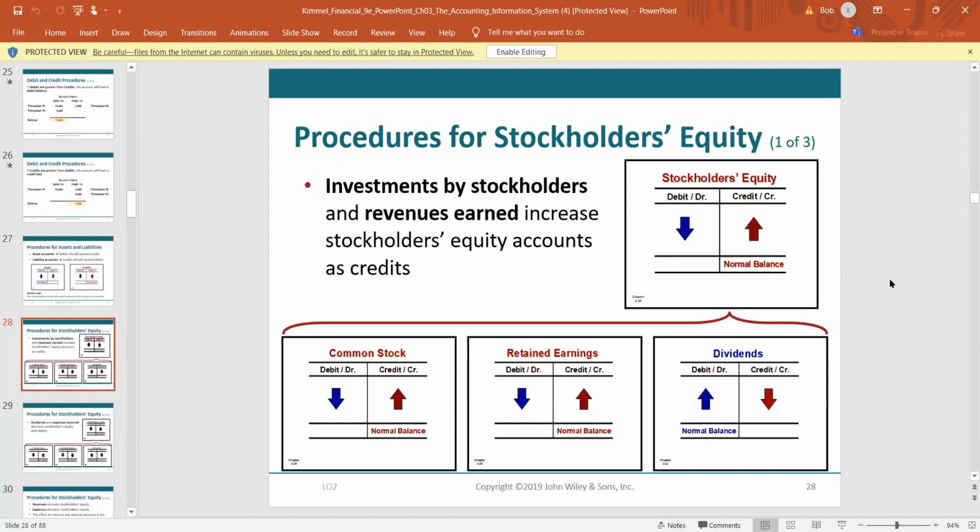Now let's look at the components of stockholders' equity. What's in stockholders' equity? We decided that common stock is there, and that common stock or equity has a credit balance. Retained earnings, we hope it has a credit balance. It could have a negative balance if the company's been losing money, but we normally say retained earnings has a credit balance. Dividends have a debit balance, all right? Assets equals liabilities plus equity. Assets have a debit balance. Liabilities and equity have a credit balance.